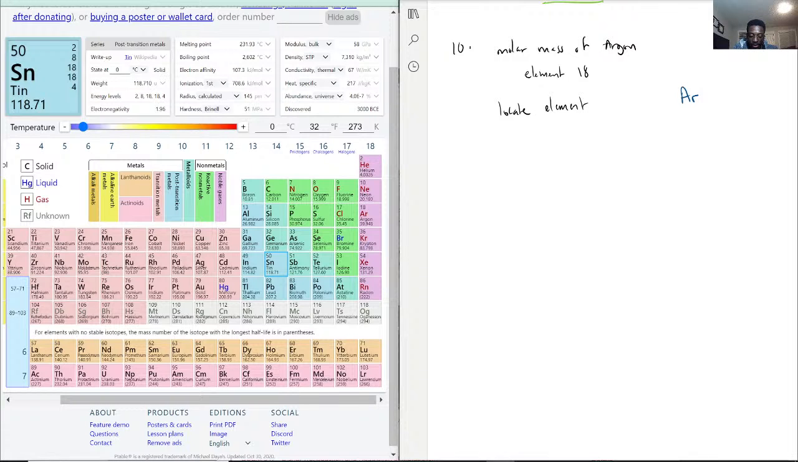Okay, and with that being said, to find the molar mass, you'd refer directly to the periodic table, and you see the number under the name right there. That actually is the molar mass, so 39.948. This would be the molar mass in grams per mole, because it doesn't come in pairs or anything. It's just argon by itself. So that's all you need there. This would be the molar mass of argon.